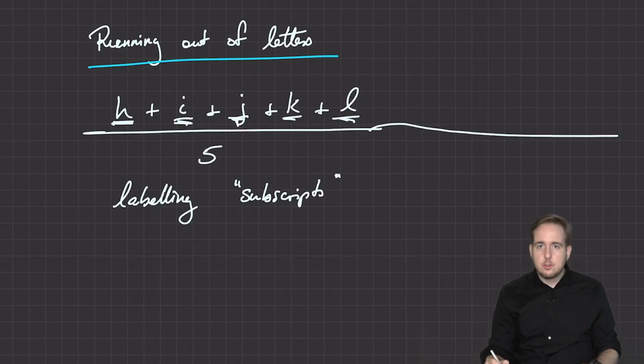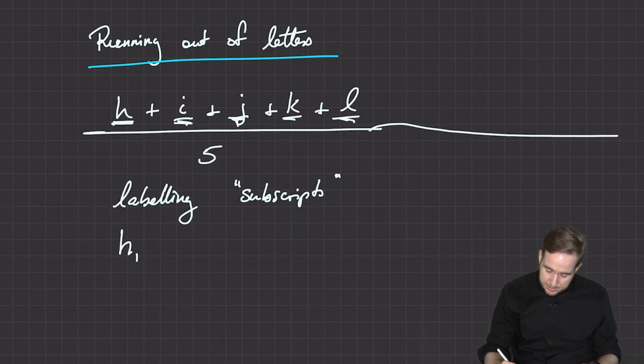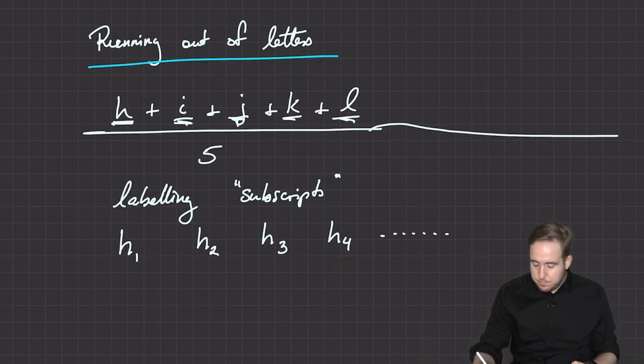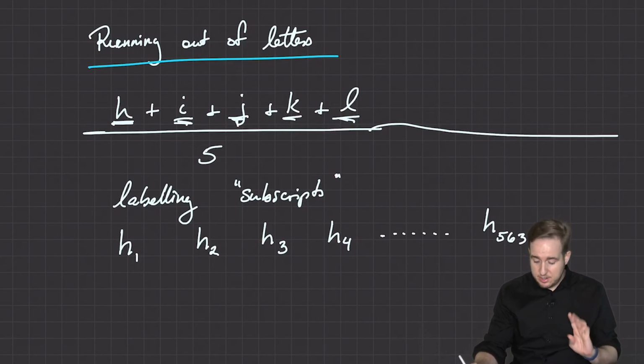Subscripts, yep. And so what I do is the first height is height number 1, and the second height is height number 2, and the third height is height number 3, and the fourth height is height number 4, and so on and so on. And now I can have as many heights as I want because I can run out of letters of the alphabet, but I don't run out of numbers. So this could keep going, and I could do the entire school. I could go all the way up to height 563. If that's the number of people in your school, that was a lucky guess, I swear.